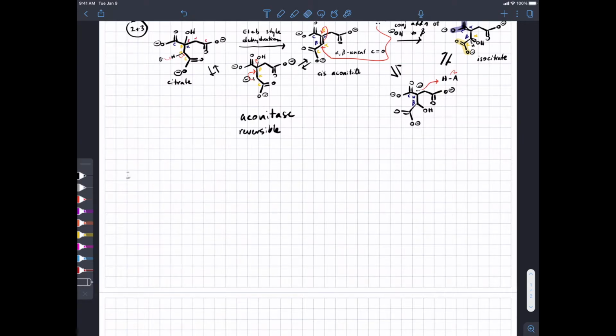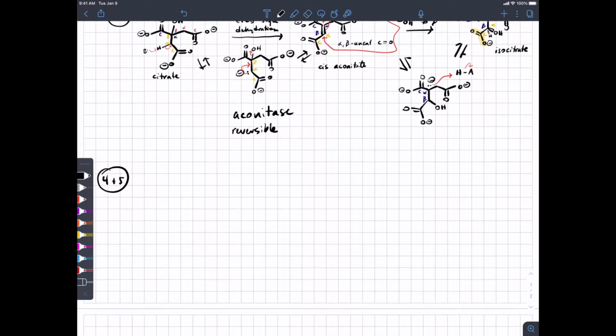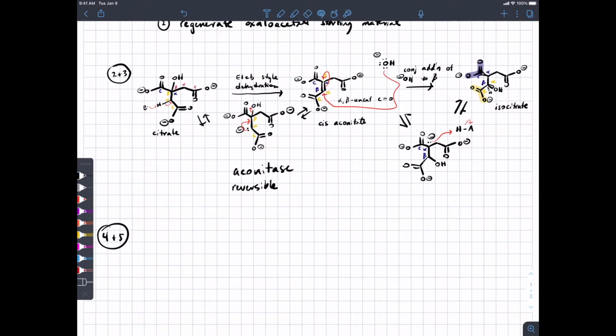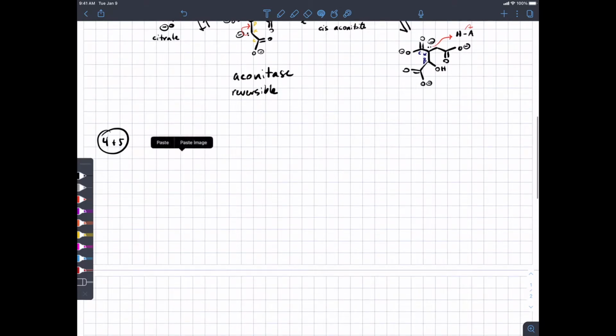So we'll call this, I don't know, steps 4 and 5. Again, because sometimes people don't draw out the intermediate because the resulting decarboxylation reaction is just so fast. I will draw out the intermediate and we'll name it, but just understand that some folks won't. Whether or not you consider it a separate step of the citric acid cycle doesn't really matter.